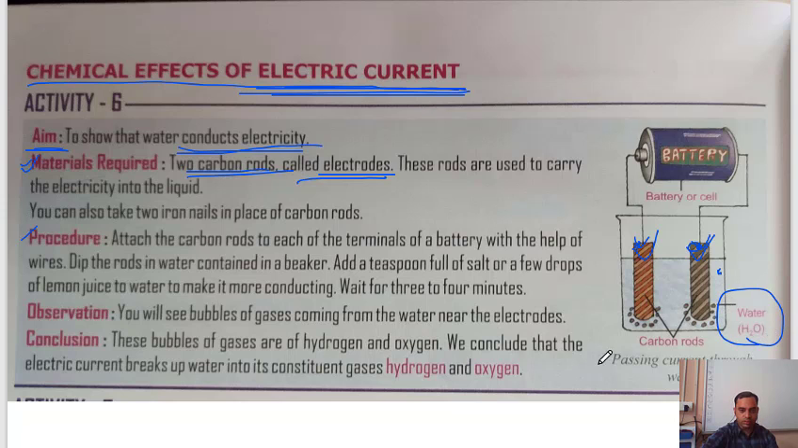Now, what are the conclusions here? These bubbles of gases are of hydrogen and oxygen. We conclude that electric current breaks up water into its constituent gases, that is hydrogen and oxygen. Had there been no reaction, the gases or the bubbles would not have formed. As we know, water is made up of two hydrogen and one oxygen. So here bubbles are forming, over here hydrogen and over here oxygen.